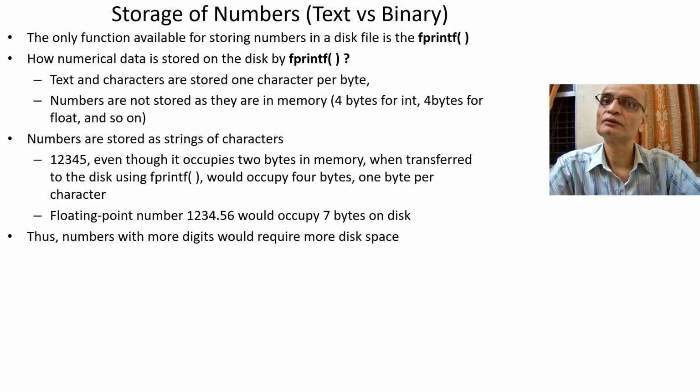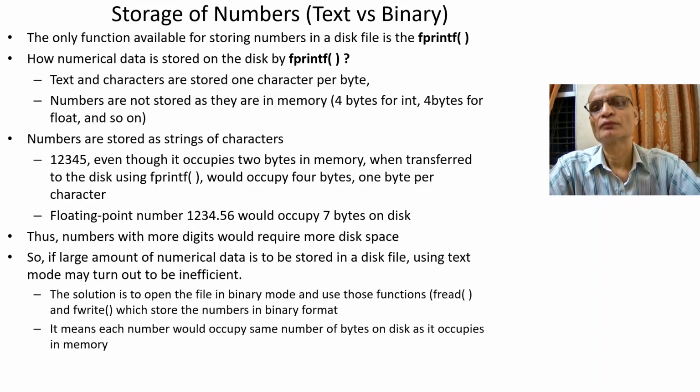So when you transfer it using fprintf, it would occupy 1 byte per character. That means if it is 12345, obviously it is going to occupy 5 bytes, 1 byte per character. Then if it is a floating number, like let's say 1234.56, it is going to occupy 7 bytes on disk. So the point here is that a number with more digits typically is going to require more disk space. That's in general the moral of the story.